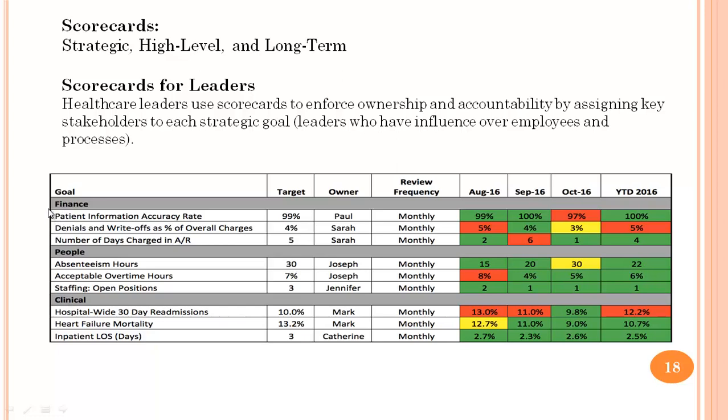Okay, finance department, patient information accuracy rate, target is 99%. Who is the owner? Paul is the owner. Review frequency is monthly, and this is the time. Okay, time limit August 16, September 16, October 16.